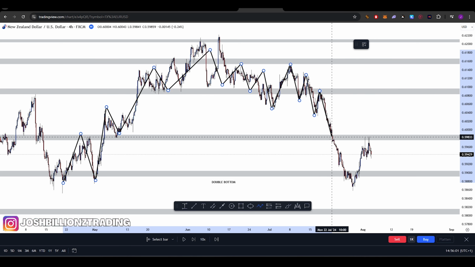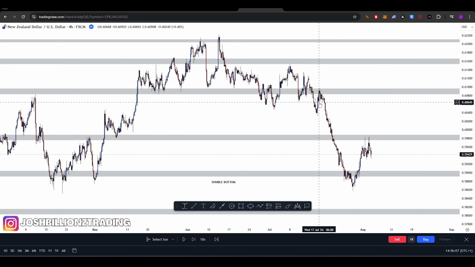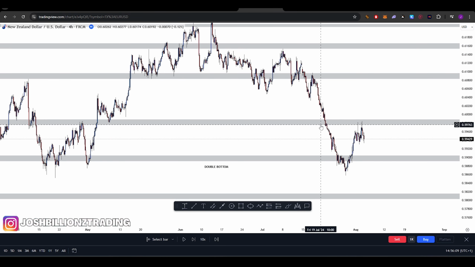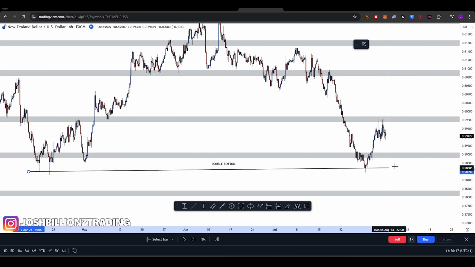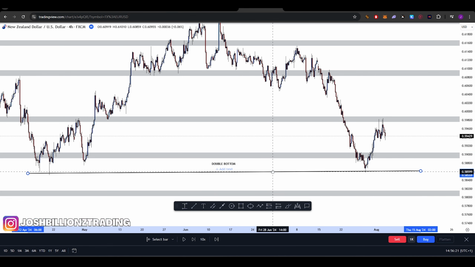Made a lower high, and then we continued lower into this level of support. We then broke this level of support, and we came into this level of support. And this is the interesting part. So this is where I started looking at this pair again. So when price came into this level of support, I was specifically looking for this level of structure to be broken. And as you can see, it wasn't.